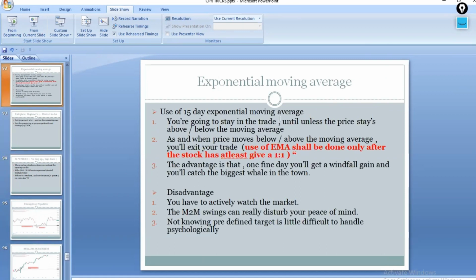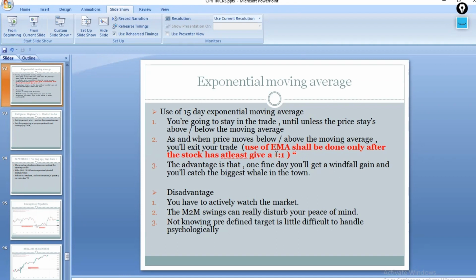We are going to use a 15-day exponential moving average, right? And everything is written over here. It's quite simple, same as we discussed in stocks for intraday. You're going to stay in the trade as long as the price stays above or below the moving average. And as and when the price moves below or above the moving average, you will exit the trade.